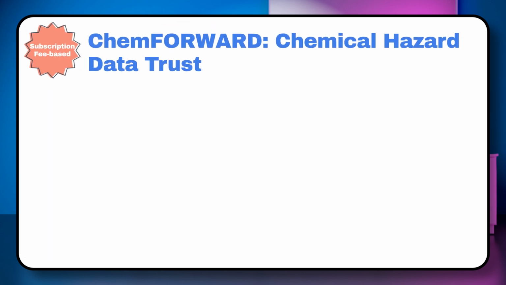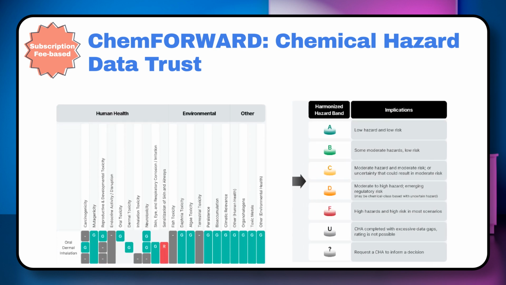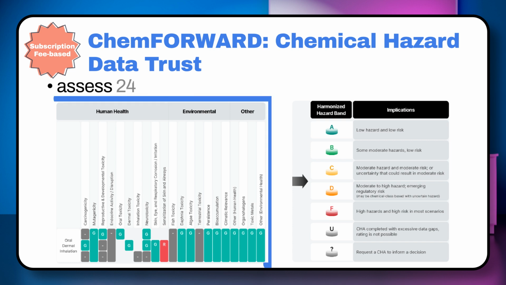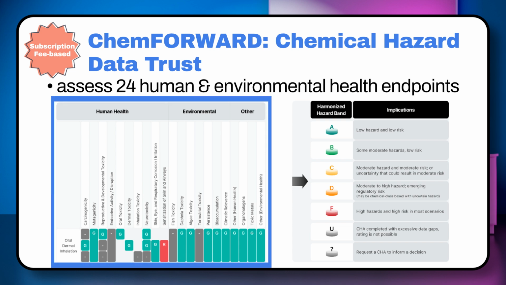Another, more recent chemical hazard assessment system has been created by the nonprofit ChemForward. In the ChemForward approach, an accredited toxicology firm is used to assess 24 human and environmental health endpoints across multiple exposure routes. The assessment of the hazards results in a rating that spans from A, a good grade, to F, a failing grade.